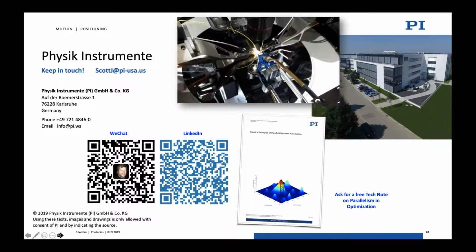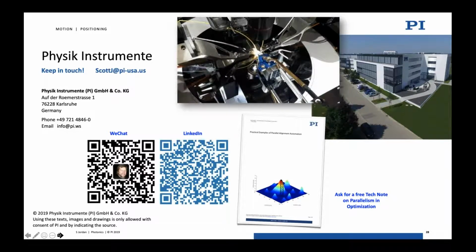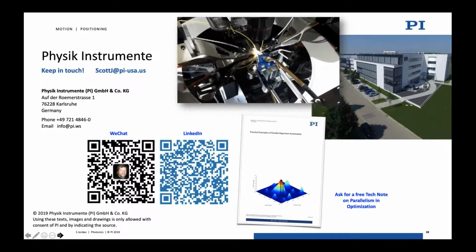We have a tech note that I'd be happy to send to you as a PDF on practical examples of how to use this parallel stuff. And it really boils down to look for those loops where you do an alignment, then you do a different alignment, then you have to go back and fix the first alignment, over and over again for several minutes. Those loops are what you can attack with this technology. Do it all at once instead.